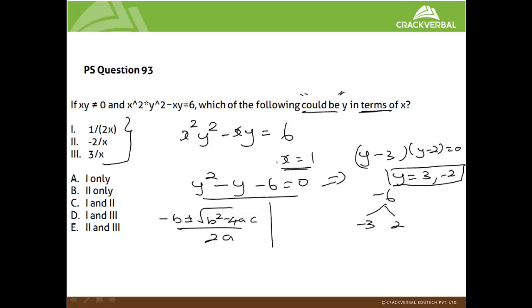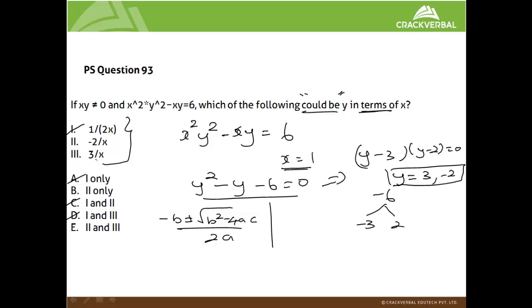So what we understand here is that when we substitute x is equal to 1, we should get the value of y as 3 and minus 2. So let's check it. When you substitute x as 1 in statement 1, we get 1 by 2, which is not matching our values, which are 3 and minus 2. So eliminate statement 1. Statement 1 is ruled out. We can eliminate answer choice A, answer choice C, answer choice D. So only left is 2 only or 3 only. If we prove that the third statement is true, then we can eliminate answer choice B. Answer has to be E.